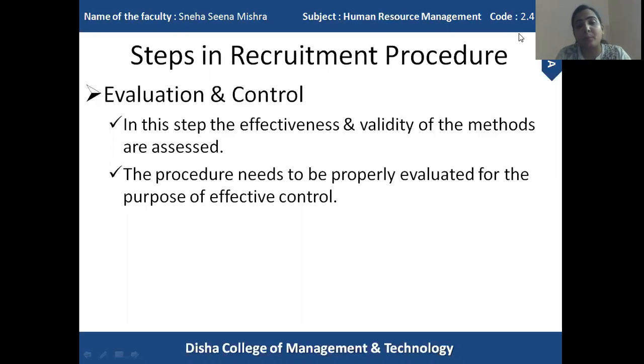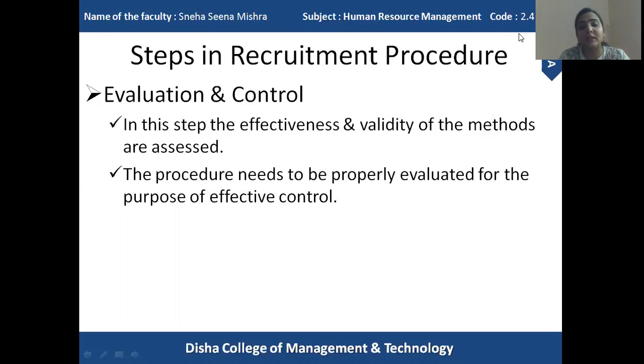So it needs to be properly evaluated by going through the results of the recruitment procedure, that is the type of candidate they have hired, and if they have hired and selected the type of candidate which are required by the organization, then it will prove the validity and effectiveness of the procedure. But if wrong candidates are hired, if candidates are hired who do not possess the quality for doing a particular job, then it will reflect that the recruitment procedure needs improvement, needs changes. So the next time when they prepare a recruitment procedure, they make necessary modifications and changes. So this is the evaluation aspect.